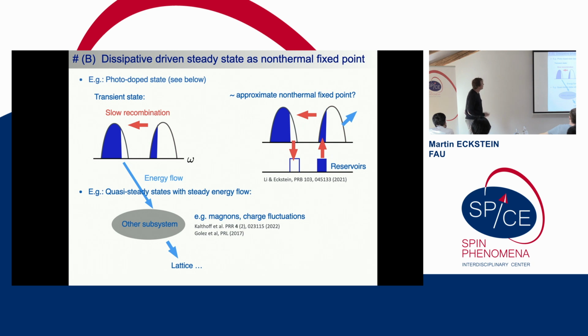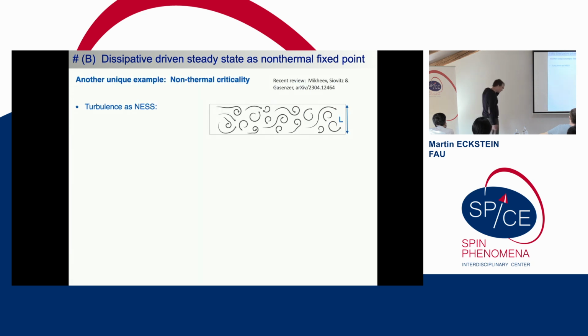There's actually another type of dissipative fixed point which I found interesting, which is probably not so relevant for this community, which I just like. And these are states that are related to turbulence. Turbulence is also a kind of dissipative state, because when you try to push flow through a pipe, you actually apply a perturbation to the system on a large scale.